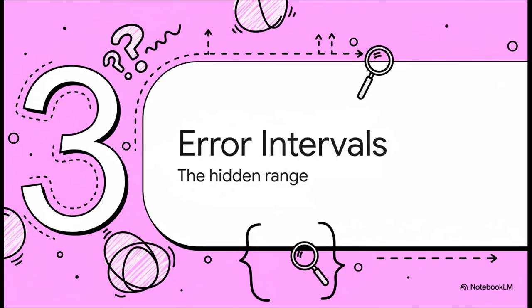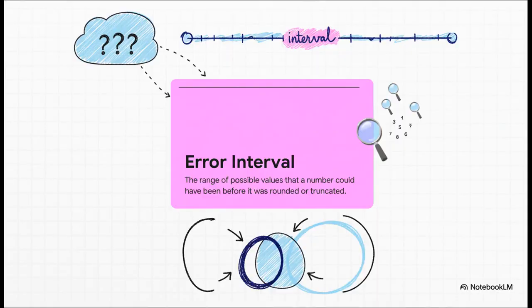Right, on to our third tool, and we're definitely getting into the more advanced stuff now. Error intervals. This is all about looking at a rounded number and understanding the hidden range of possibilities behind it. So what on earth is an error interval? It's actually pretty simple. It's just the range of all the possible values that a number could have been before someone came along and rounded it. It's like the zone of uncertainty that rounding creates.